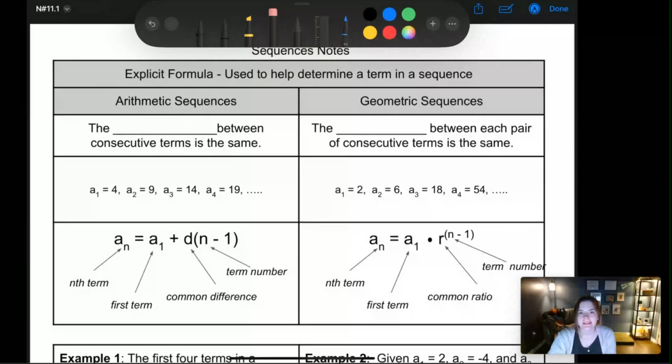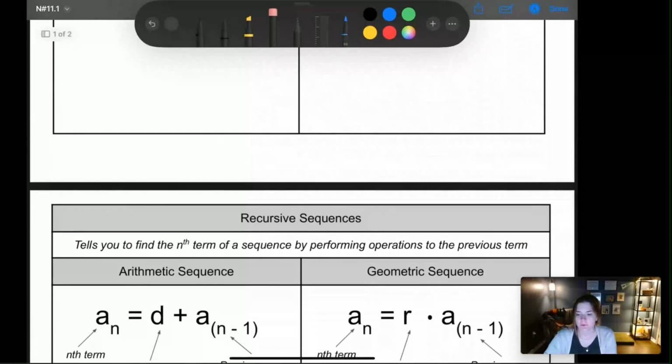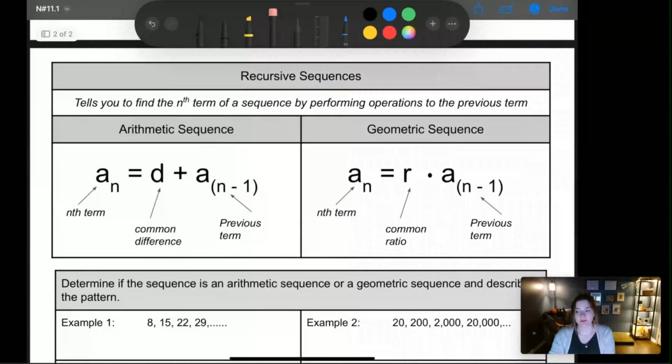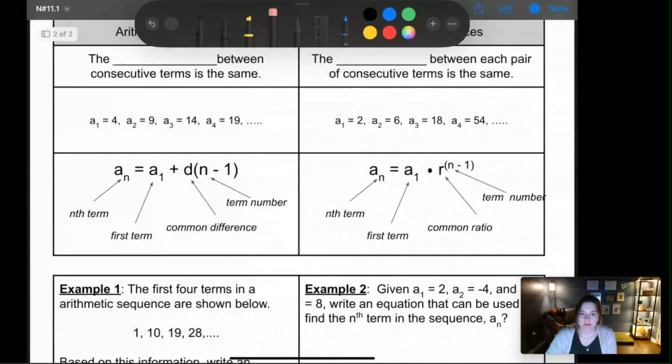11.1, we are starting sequences, and we're going to talk about arithmetic sequences and geometric sequences, okay? Right now we're just going to do the first page of Notes 11.1, and then you'll do a little check for understanding, and then we'll come back and do the back page. So let's take a look at this first page.